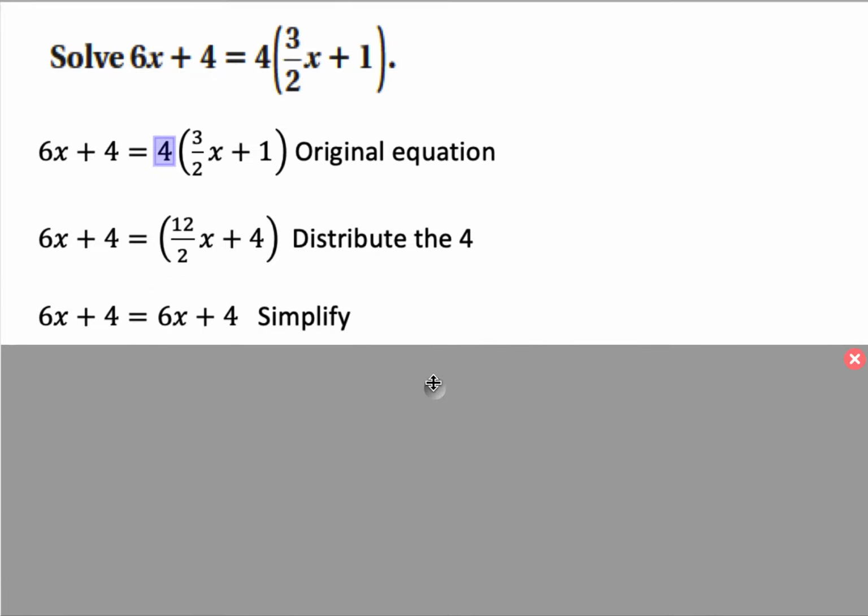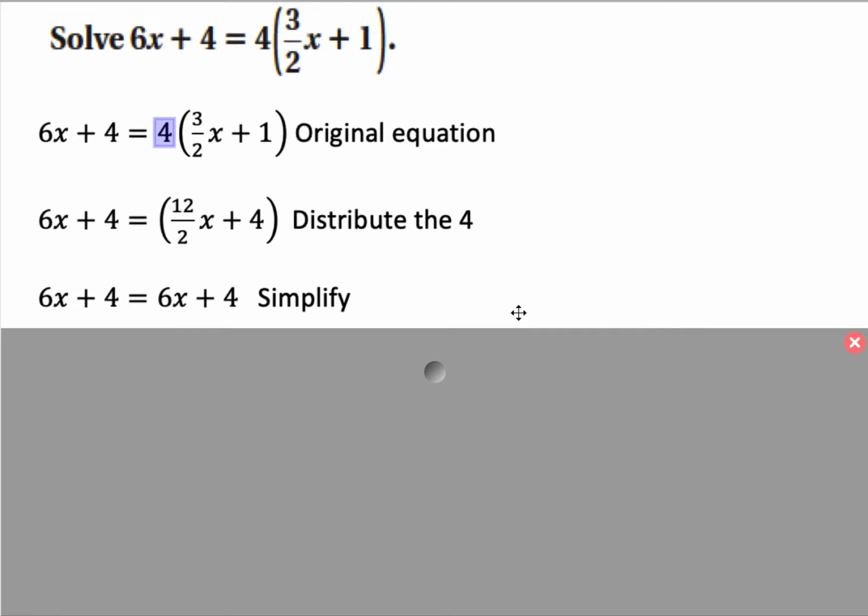I'm going to simplify that down. 12 halves is 6x. 4 is 4. Don't need the parentheses anymore. So there we go, simplified: 6x + 4 = 6x + 4. That seems kind of interesting.